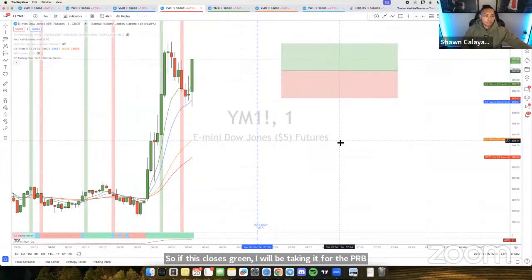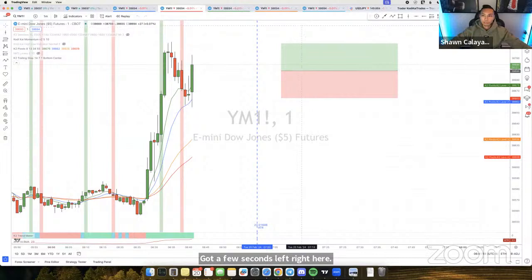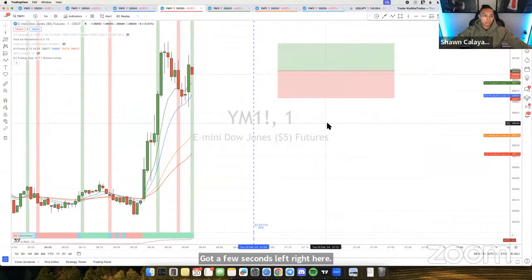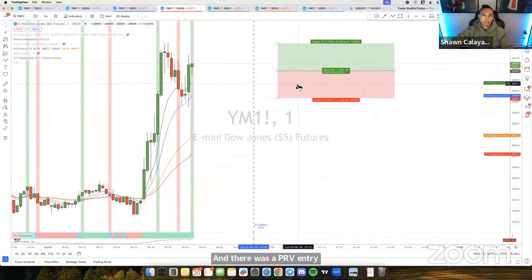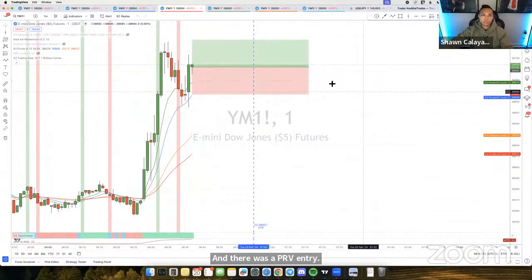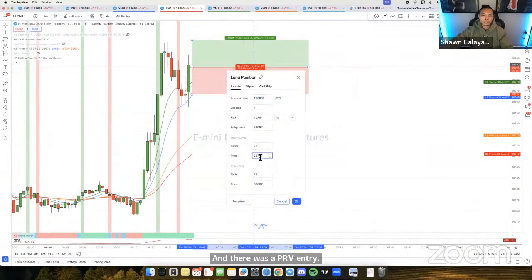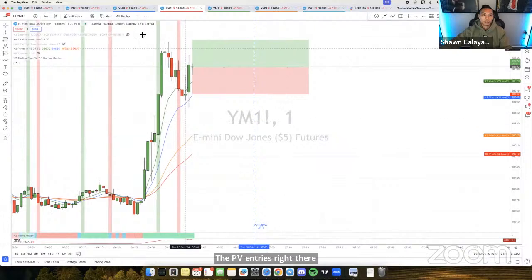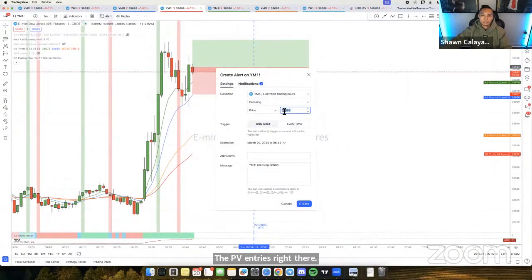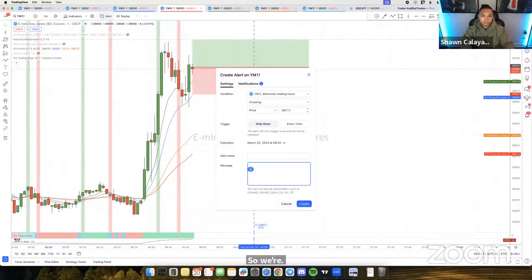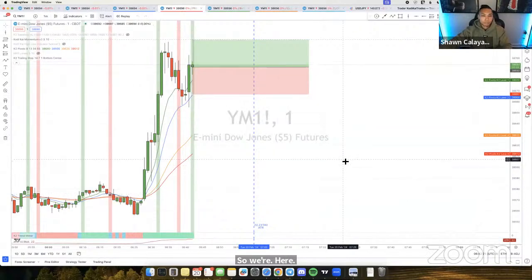Got a few seconds left right here. And there was a PRB entry. The PRB entry is right there. Set Order alert submitted right here. So there goes the PRB entry right there.